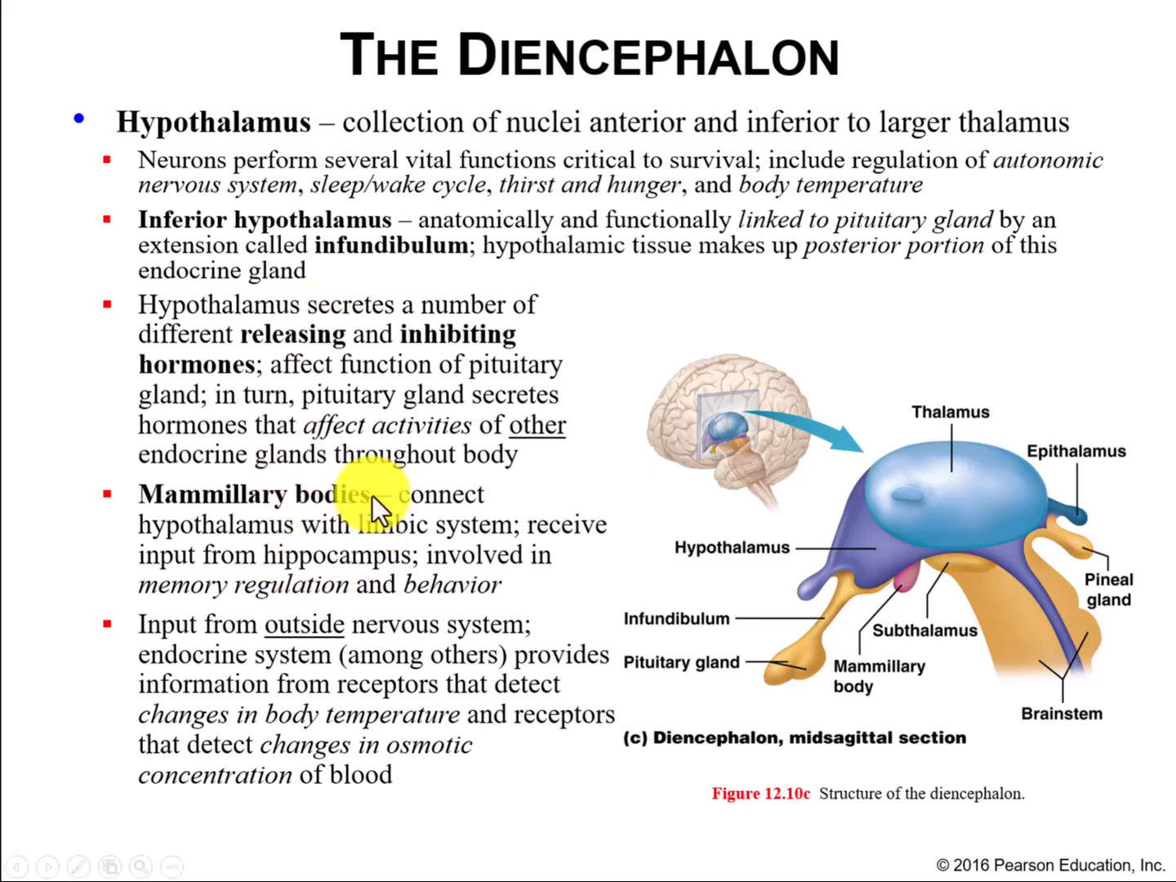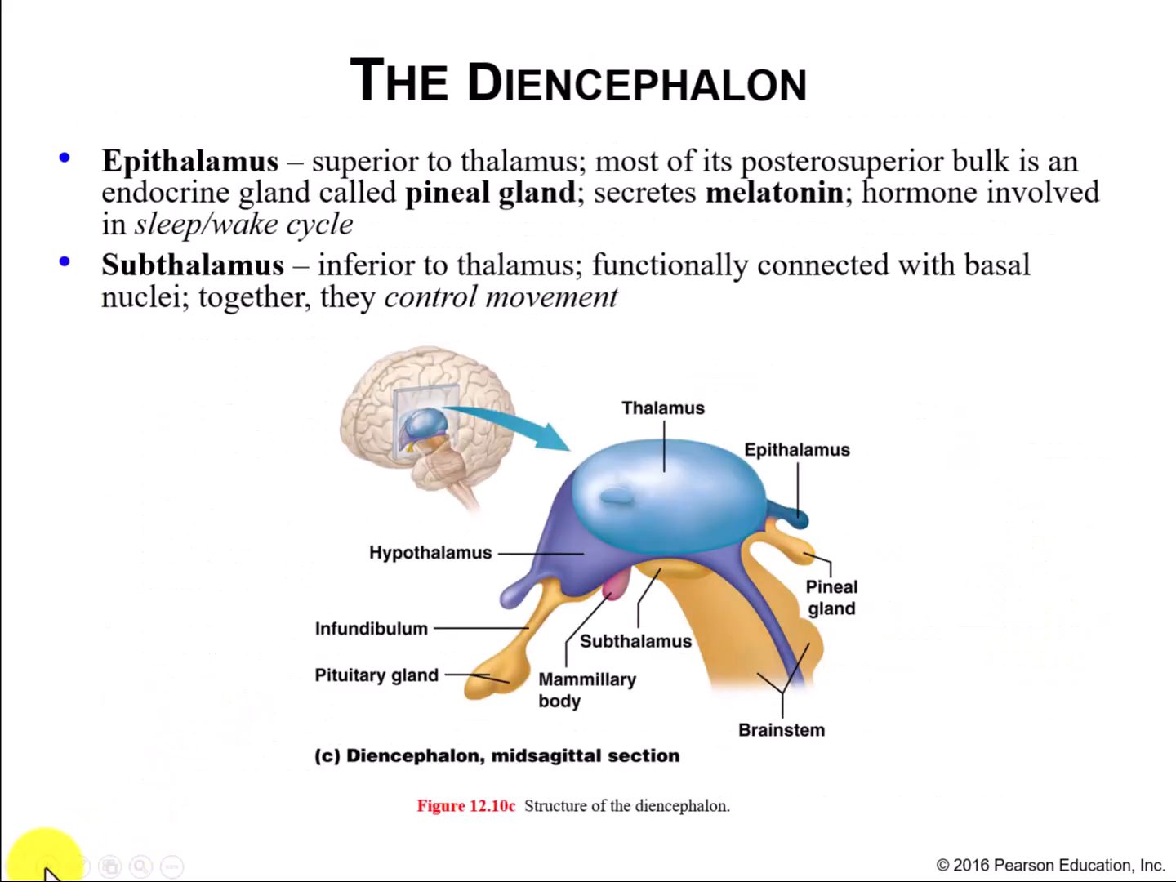The mammillary bodies that are also towards the front of the diencephalon are involved in memory regulation and behavior. And then the hypothalamus also is our homeostatic regulator, working with body temperature, food, thirst, hunger, all those types of things. It has quite a few functions.